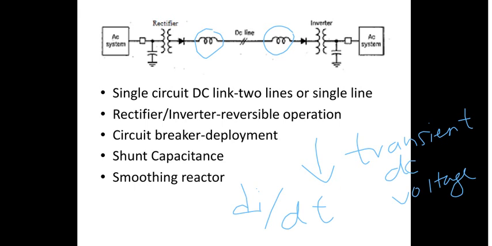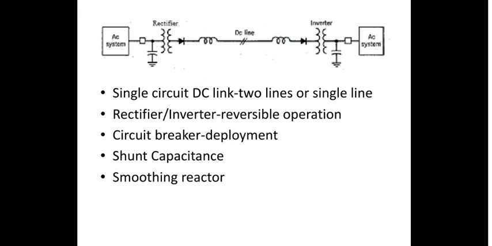This is a very important point to be noted. It is a single circuit DC link, very similar to how we have seen the single circuit EHV AC link. The single circuit DC links also have certain limitations. Now what are those limitations? We will be able to see them only when we study its successor.